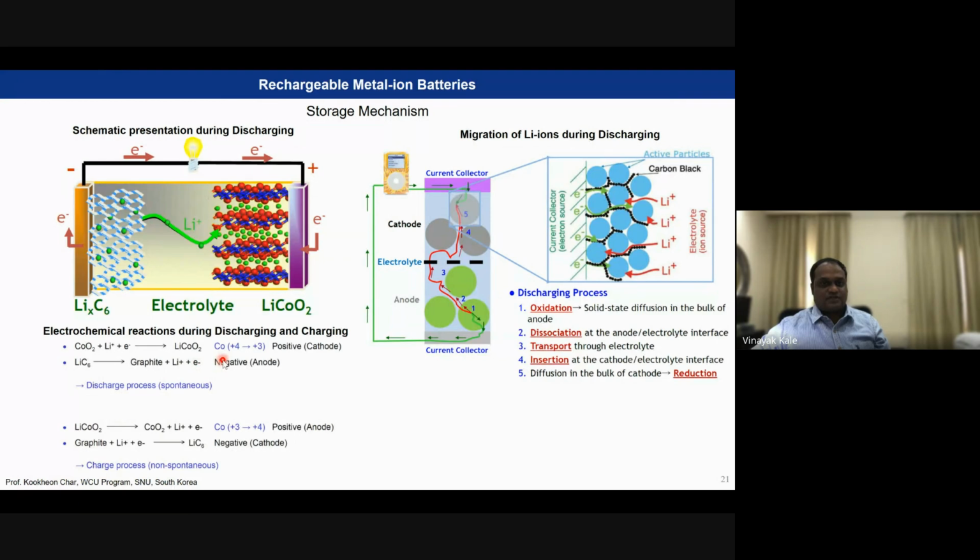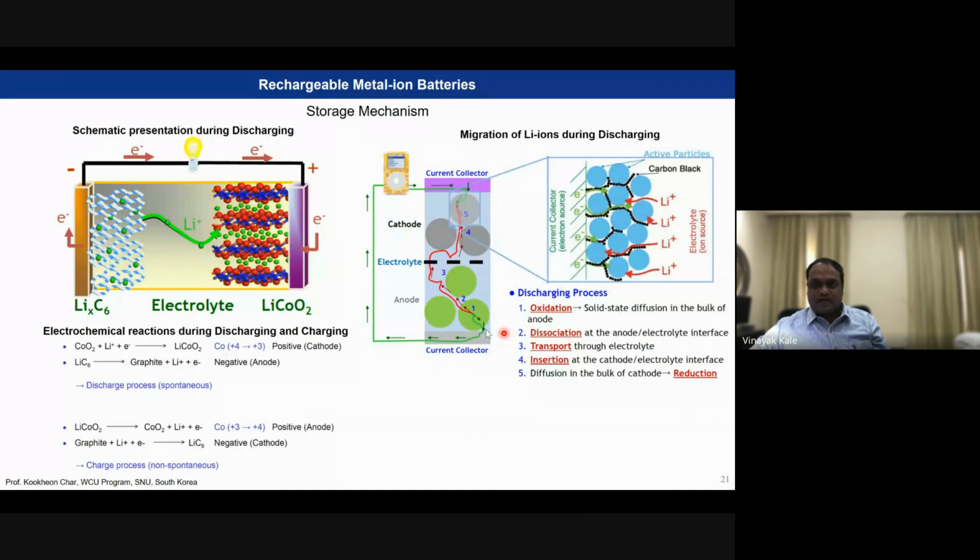So this process is the reduction of the cobalt, and on the other side, LiC6 forms graphite plus lithium plus electron, and the electron completes its path through the external load or whatever device we connect to this battery. On the other hand, the other process is non-spontaneous. Once our battery is discharged, every day we connect it to the charger and charge it again to the normal state, right?